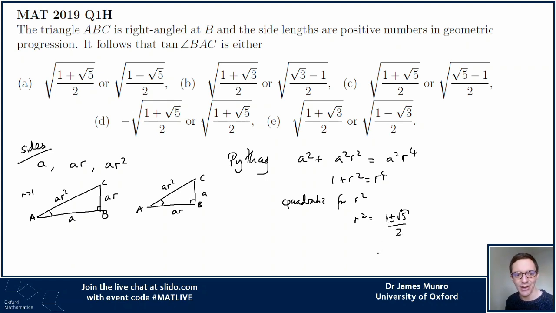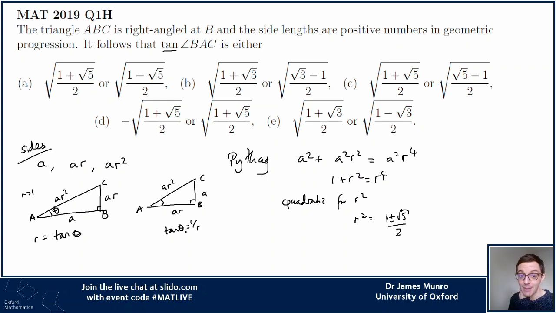Okay, there's a little bit of a funny thing going on in this question, that one of the options now is to say r is plus or minus the square root of 1 plus root 5 over 2. R, you see, is tan theta in this picture, which is tan angle BAC, so we're looking for r. We're asked for tan of that angle. Over here, tan theta is 1 over r.